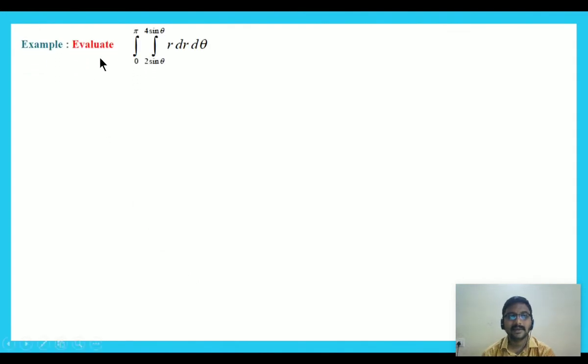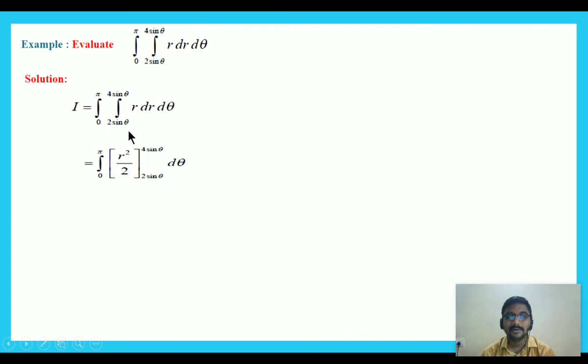Now the problem is: evaluate integral 0 to pi, integral 2 sin theta to 4 sin theta of dr d theta. Here the problem is related to polar coordinates. Apply the integration with respect to r and then theta. But while integrating with respect to r, we have to keep theta as constant. What is the r integration here? R square by 2. So don't forget, r limits are in terms of theta because r limits are radius vector limits. R limits are in terms of theta and theta limits are constants.